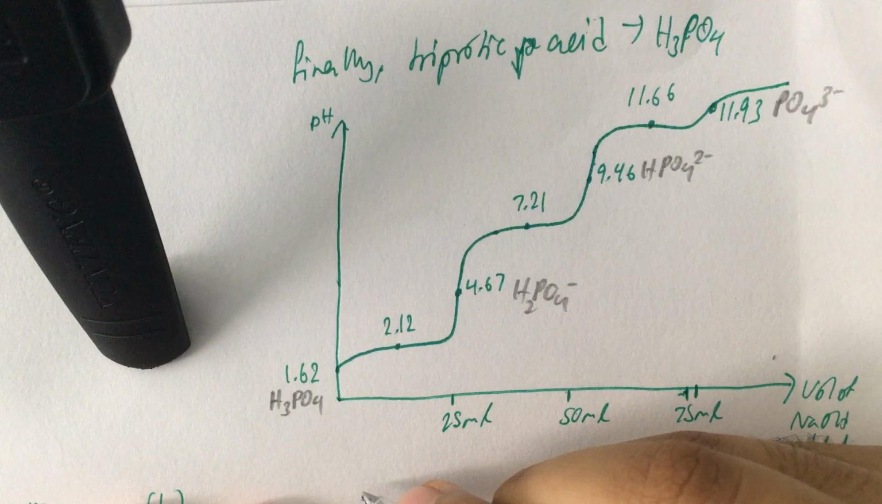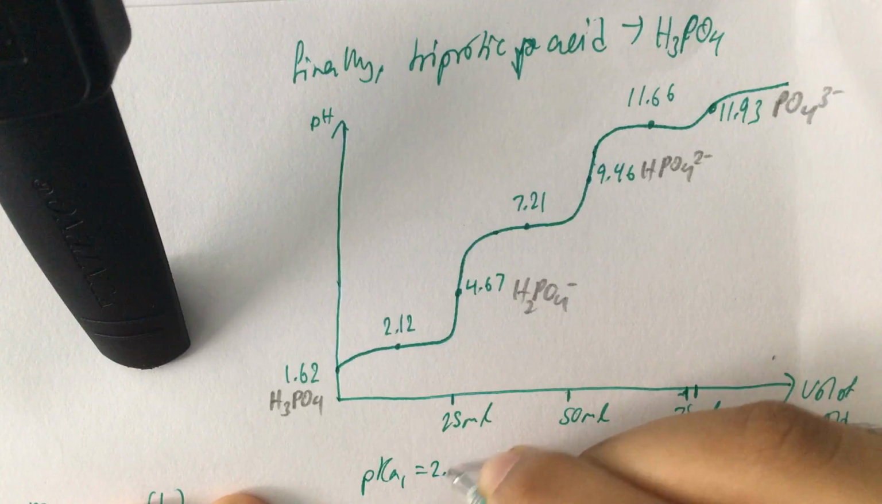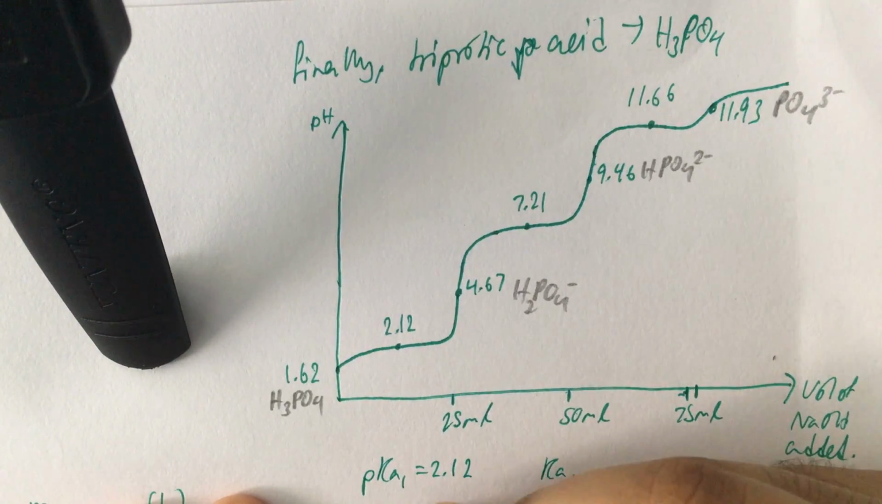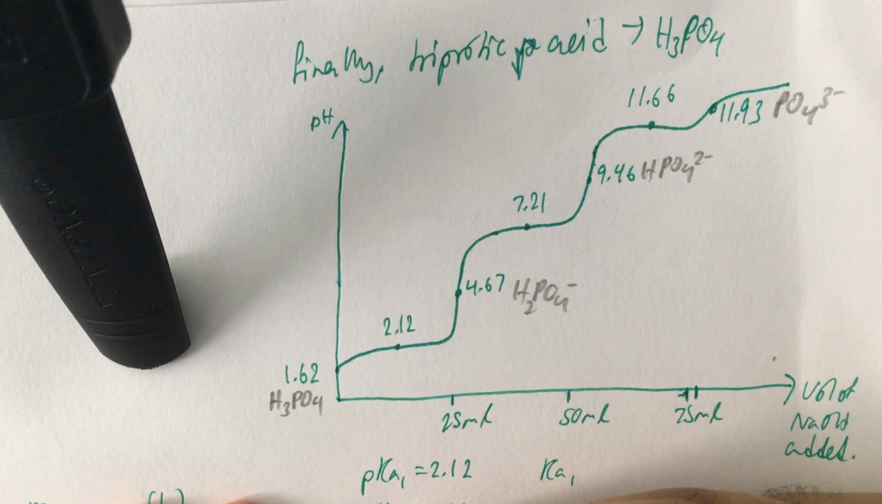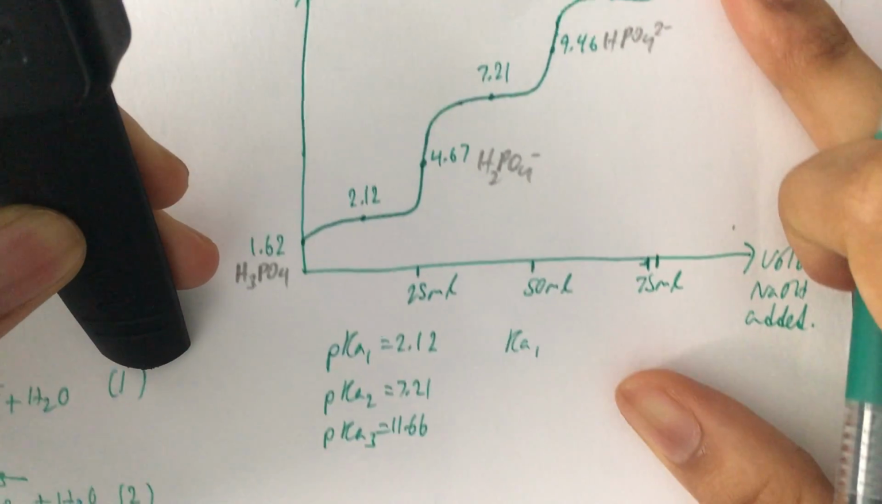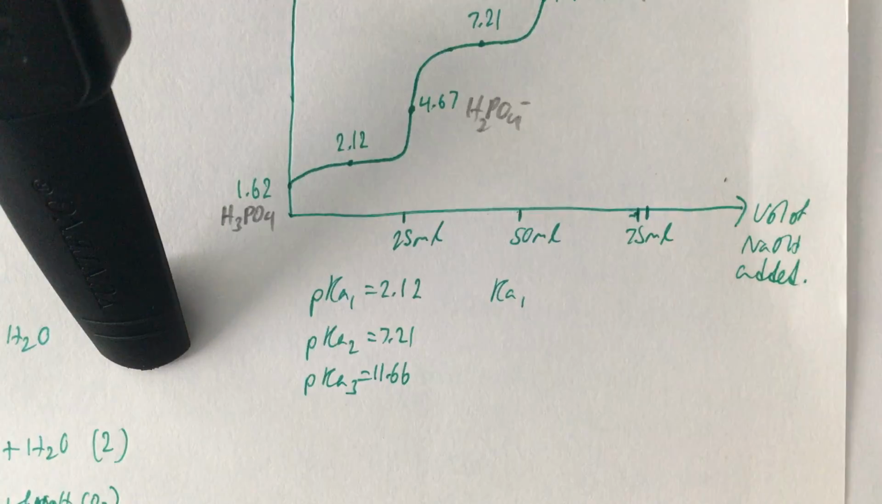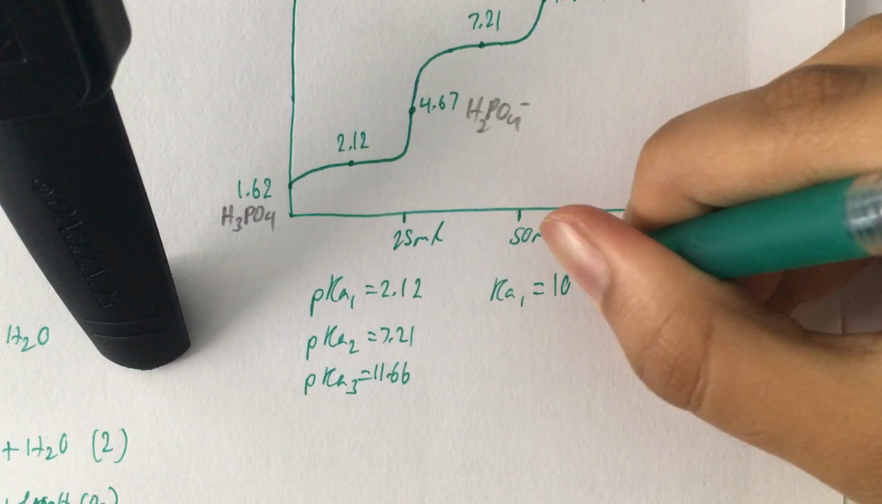So as I mentioned earlier, the half equivalence points are equal to pKa. So pKa1 is 2.12, pKa2 is 7.21, and pKa3 is 11.66. And it's very easy to calculate the Ka for all of them, which would be 10 to the power of negative pKa. So Ka1 is 10 to the power of negative 2.12, Ka2 is 10 to the power of negative 7.21, Ka3 is 10 to the power of negative 11.66. So, yeah, from there you can try to attempt getting the pH.